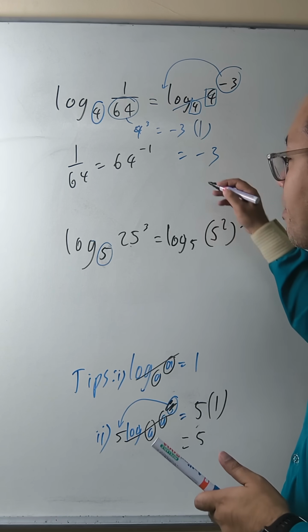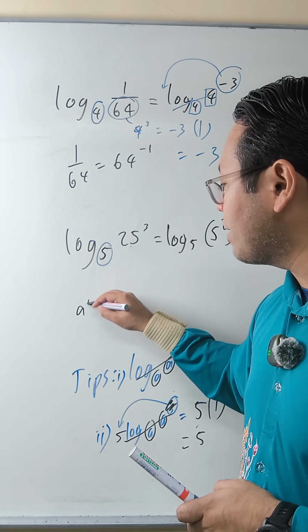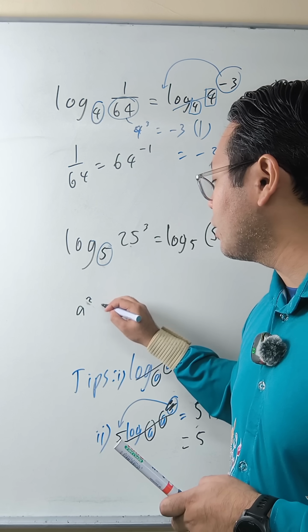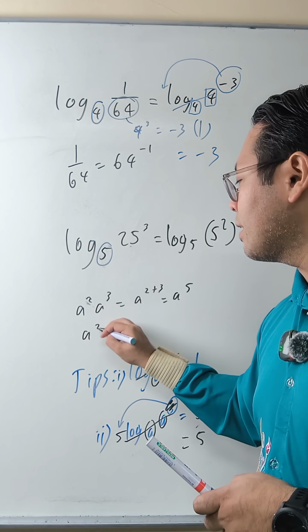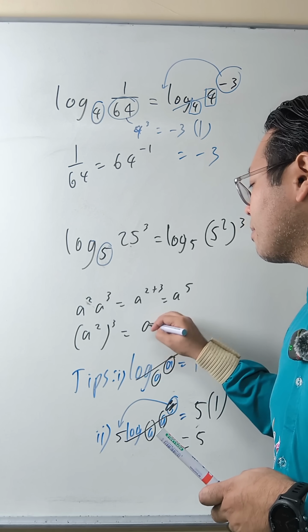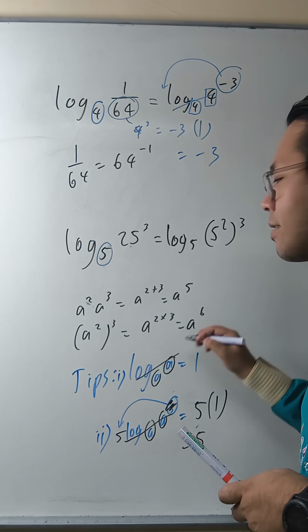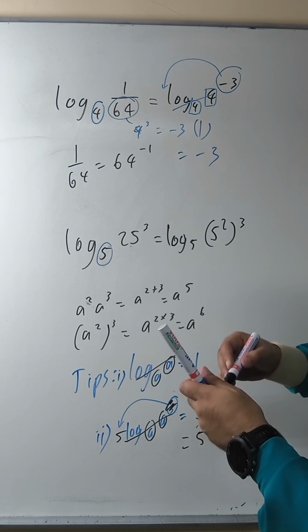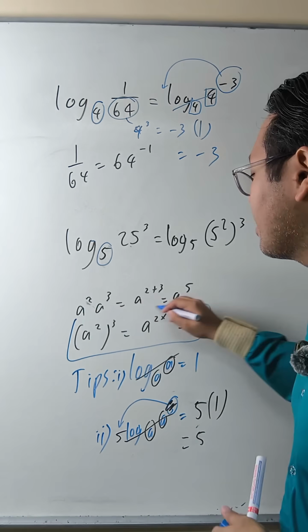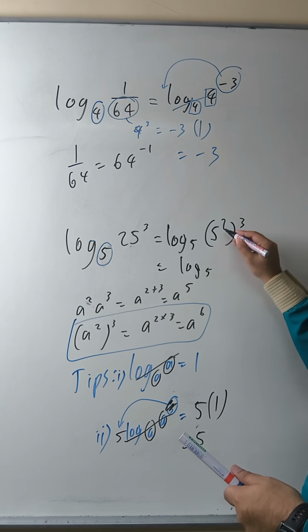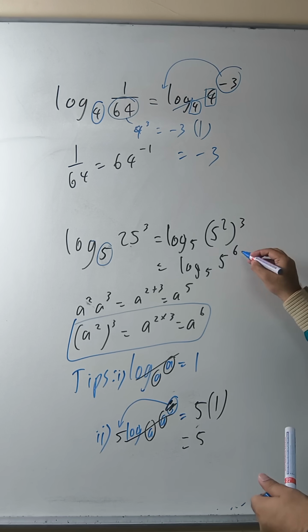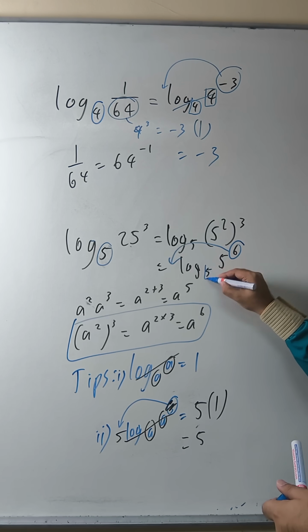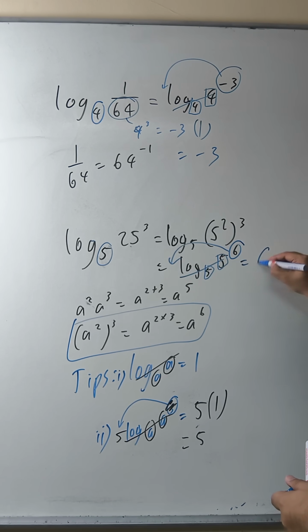If power meets power, remember this one. If I say to you A to the power of m, maybe I try this. A^2 times A^3 is simply A^(2+3), A^5. So if I say (A^2)^3, this is simply A^(2 times 3), A to the power of 6. So by applying the same method over here, I get log base 5 of 5 to the power of 6. And by using this same technique, the tips, bring the 6 in front, and 5 is the same, I can cancel this one off, so I get 6.